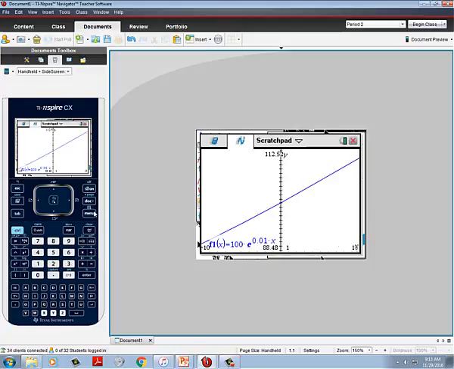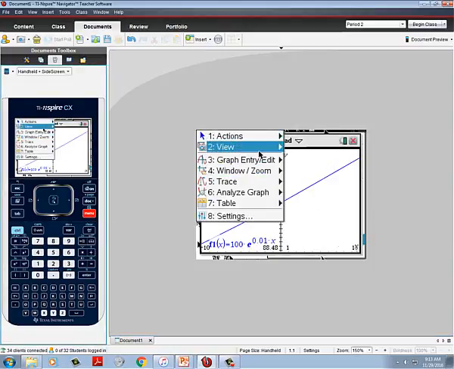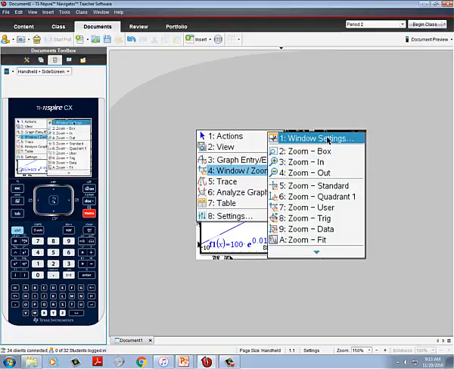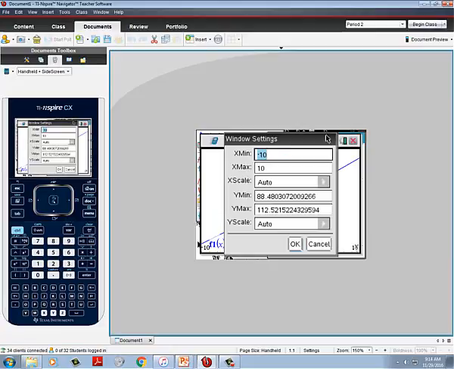So the next thing I'm going to do is I'm going to come up here to menu. And we're going to go back to that window zoom, and this time go to window settings. And let's adjust our X min and our X max. I don't know, what number do you think we should start at? 1,000? Okay, let's try 1,000, see what happens. Playing hide and go seek. Alright, so I'm going to go 1,000, 1,000.